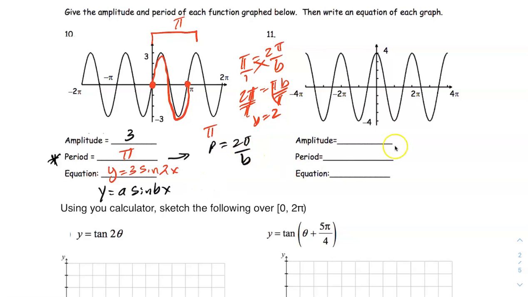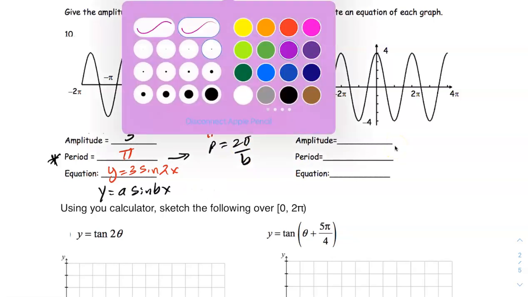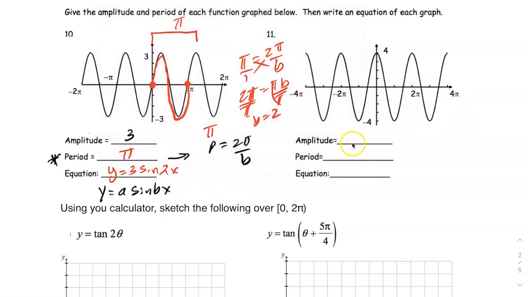Next one. This is a cosine graph. I can tell because it starts at the amplitude, right? So you go to the origin, and you start at the amplitude. So that's a cosine graph. So my basic equation looks like this. My amp is 4. Super simple. My period, how long does this take to repeat itself? So start somewhere. How long does it take to go one full rotation right there? That looks like 2 pi.